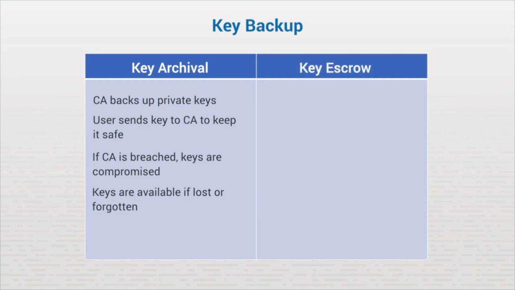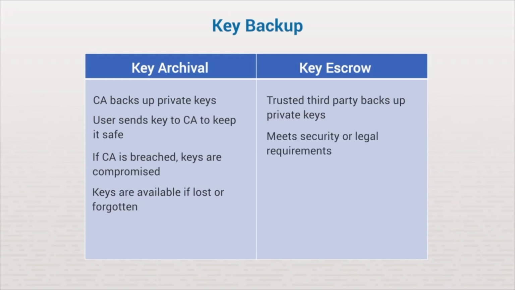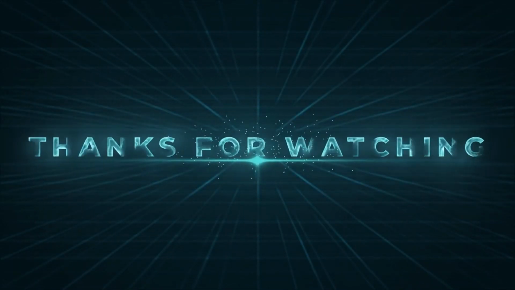Key escrow is like key archival, except that keys are sent to a trusted third party instead of the CA holding the keys. This is often done for security or legal purposes. Getting access to these keys may require legal action, and this is by design. For example, if law enforcement needs to access and analyze emails, they would need a court order to get the keys needed. That's it for this lesson.